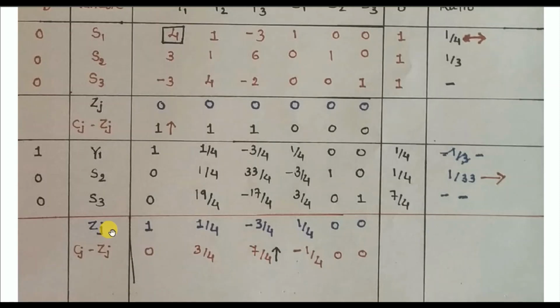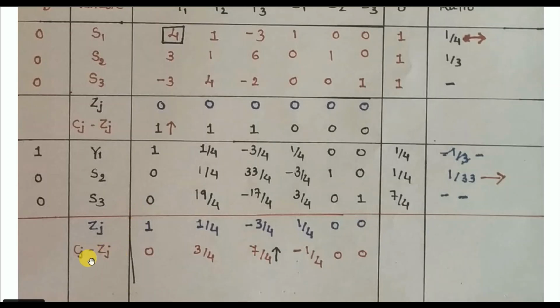So what is our Zj now? Zj is the multiplication of this column with this column and its sum. So 1 into 1 plus 0 into 0 plus 0 into 0, so that is 1. And 1 by 4 into 1 plus 1 by 4 into 0 plus 19 by 4 into 0, so this equals 1 by 4. In the same way, we get the first row as our Zj, because this element is 1 and the other two elements are 0. That is why we get Zj as the first row of this table: 1, 1 by 4, minus 3 by 4, 1 by 4, 0, 0.